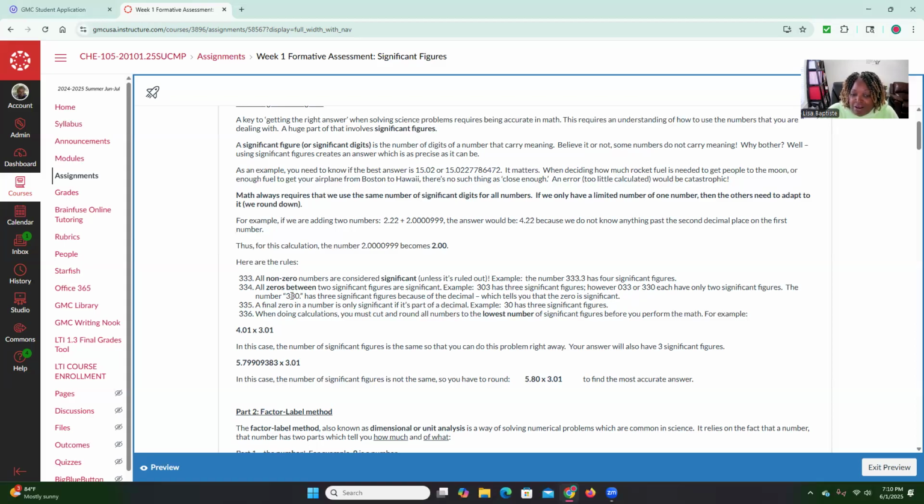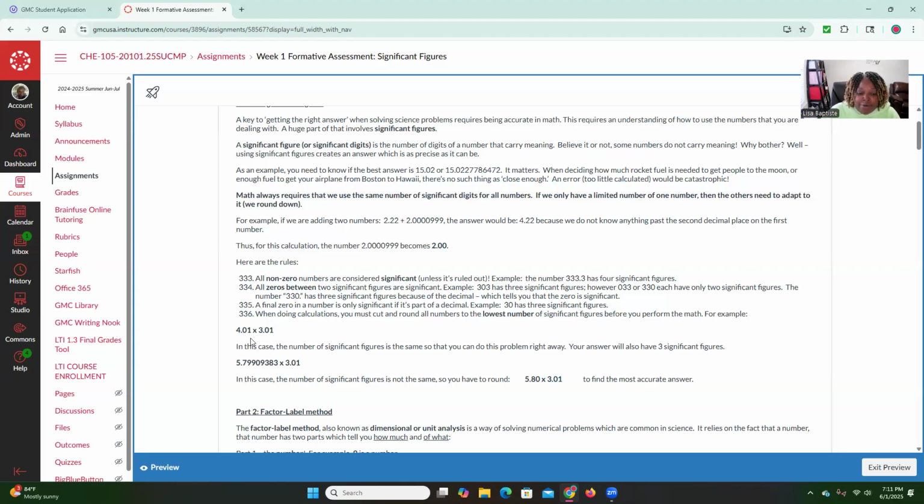Zeros at the end are only significant if there's a decimal somewhere. The decimal doesn't have to be right there. It could be at the beginning. But as long as that zero is at the end and there is a visible decimal somewhere in the number, that zero is significant. All right.